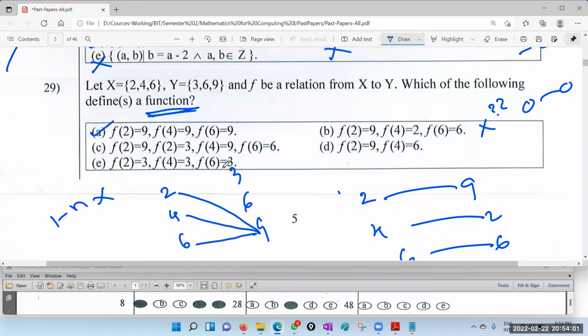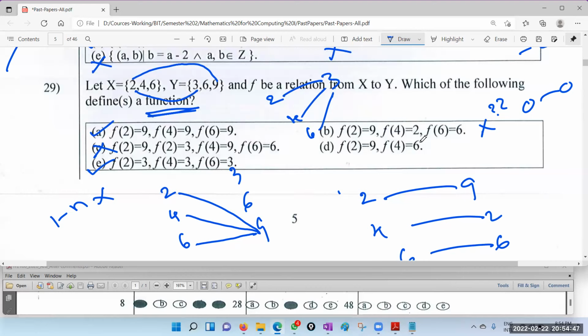Okay, and what about the C? 2 to 9, 2 to 3. So that is 1 to many. 1 to many are not functions. Then again, let's draw: 2 to 3, 4 to 3, and 6 to 3. All the values are mapped to 3, that is fine. There are orphan values in the range, that is fine. Orphan values can't be in the domain. So I will take this, and it's many to 1.